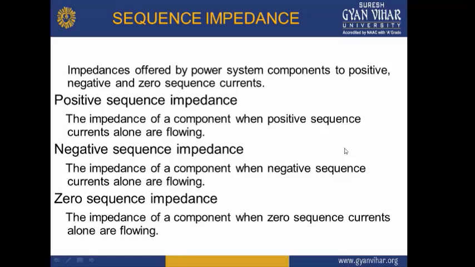So the positive sequence impedance is the impedance of a component when positive sequence currents alone are flowing, and this happens only in the positive sequence circuit. Negative sequence impedances are the impedances of the component when negative sequence currents alone are flowing in the network, and zero sequence impedances are those when zero sequence currents alone are flowing in the network.